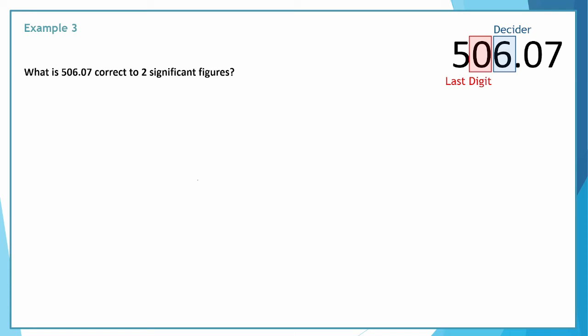So here we have our example. We've got 506.07 and we want this correct to two significant figures. We use the same technique as we did before. I've put the diagram up here as well. So our last digit, it's significant figures now, not decimal points, which means we start at the beginning of the number. We want two significant figures, so 1, 2. This is our last digit, which means that this number 6 becomes our decider.